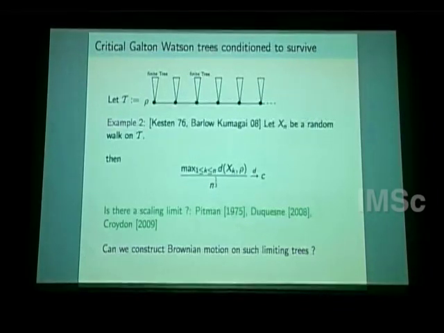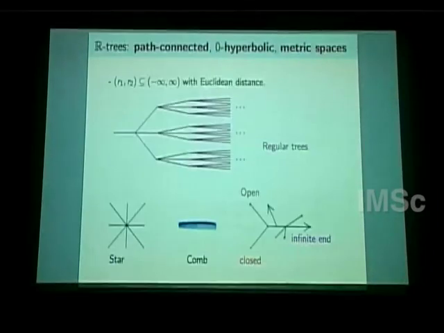So what turns out is that the limiting objects are a class of objects called real trees. So let me discuss real trees. These are called R trees. They were discussed in a paper by Andreas Dress some time back, in the late 80s. So they are path connected, zero hyperbolic metric spaces.